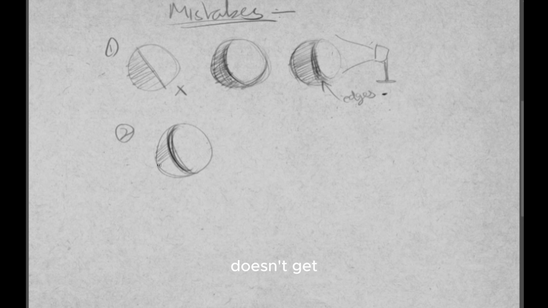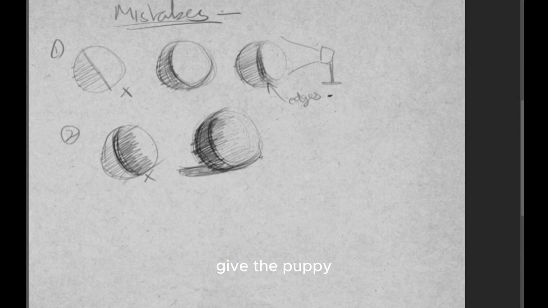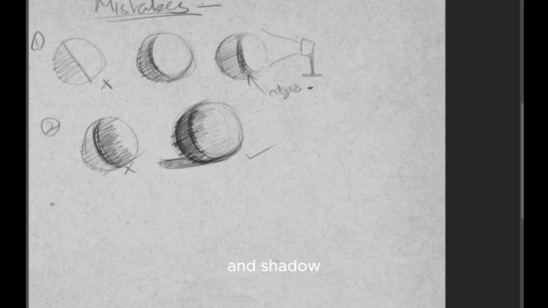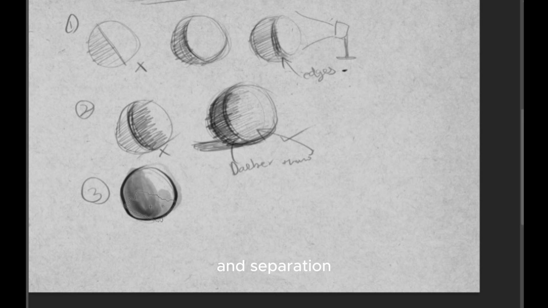that the viewer doesn't get the exact idea of chiaroscuro. Keep your halftones lighter than the shadow values. It will keep the light and dark families separate. Give a poppy contrast of the light and shadow. The third mistake is making the outline significantly darker than the shadow values and not suggesting the coarse shadow and separation of the light and shadow.